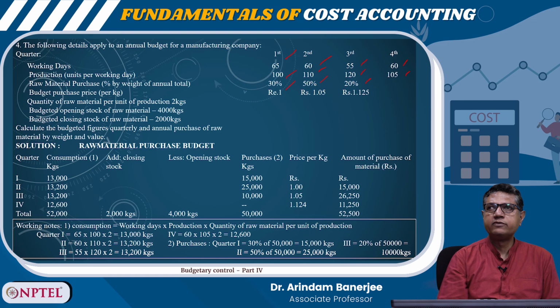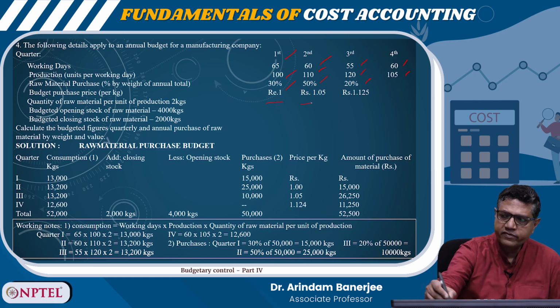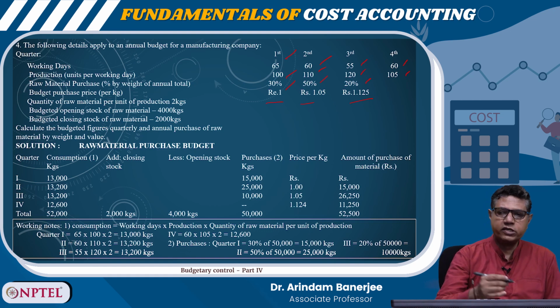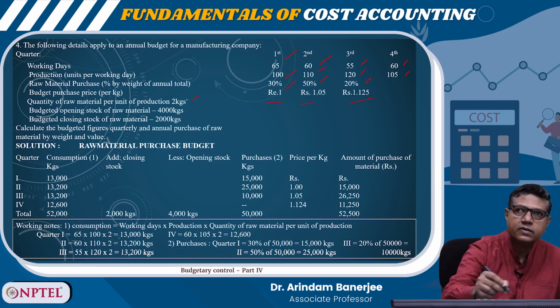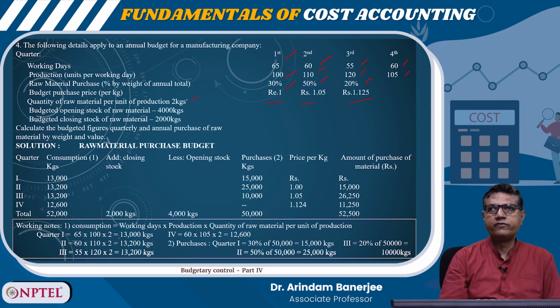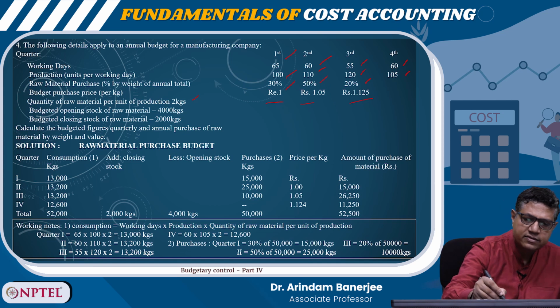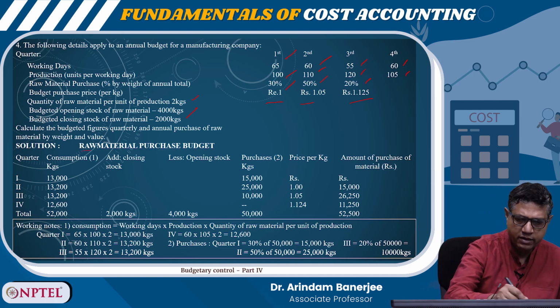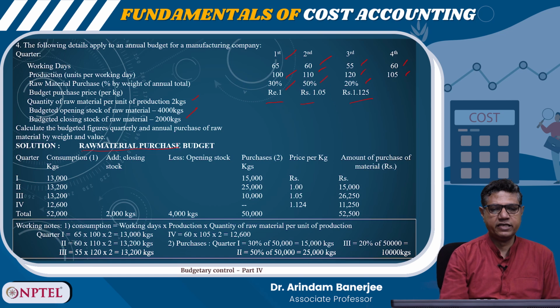Budget purchase price 1.05 and 1.125. Quantity of raw material per unit for production 2 kgs. Budgeted opening stock of raw material 4,000 kgs and budgeted closing stock of raw material 2,000 kgs. Calculate the budgeted figures quarterly and annual purchase of raw material by weight and value. So, it is raw material purchase budget, right.